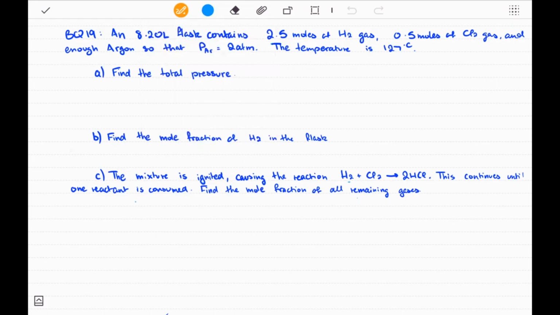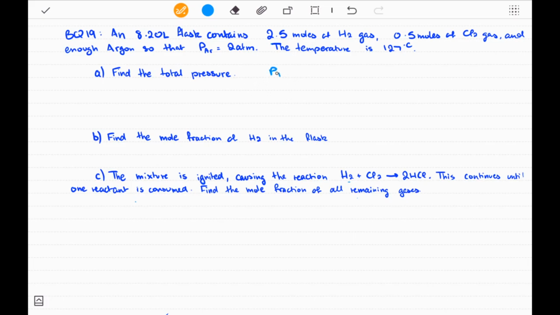So basic question 19. An 8.2 liter flask contains 2.5 moles of hydrogen, half a mole of chlorine, and enough argon so that the pressure of the argon is 2 atmospheres. The temperature is given to be 127 degrees Celsius. Part A asks us to find the total pressure.